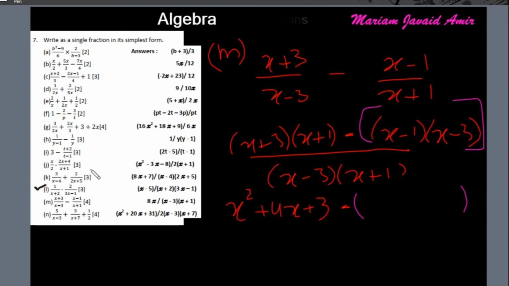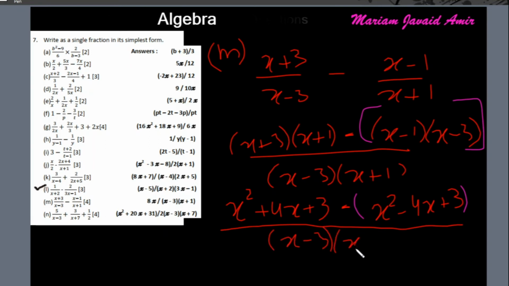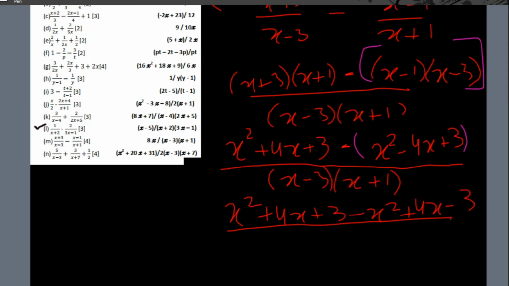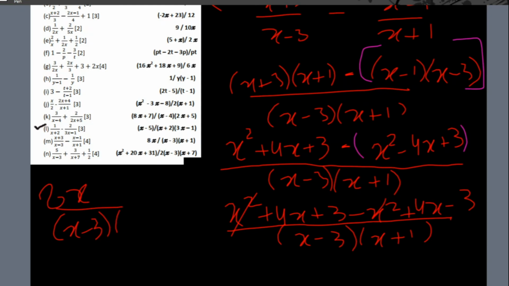and then again I'm going to directly write the answer. x square minus x minus 3x will become minus 4x plus 3, okay, over x minus 3, x plus 1. Okay, then open the brackets, x square plus 4x plus 3 minus x square plus 4x minus 3 over x minus 3, x plus 1. So this becomes 8x over x minus 3, x plus 1.